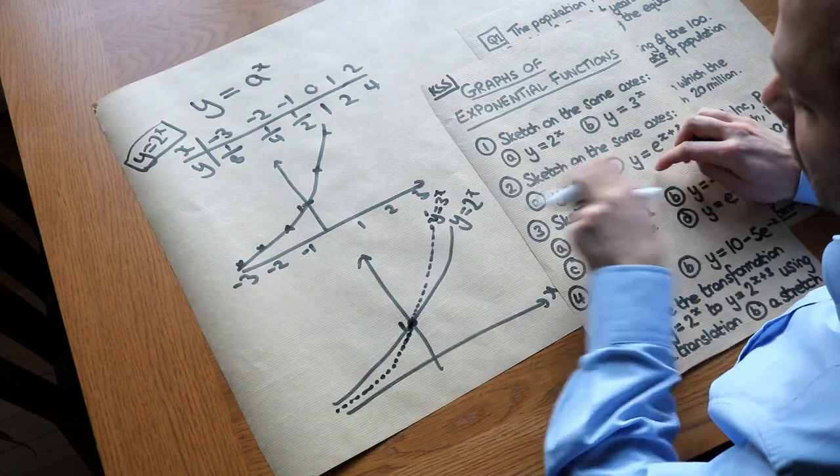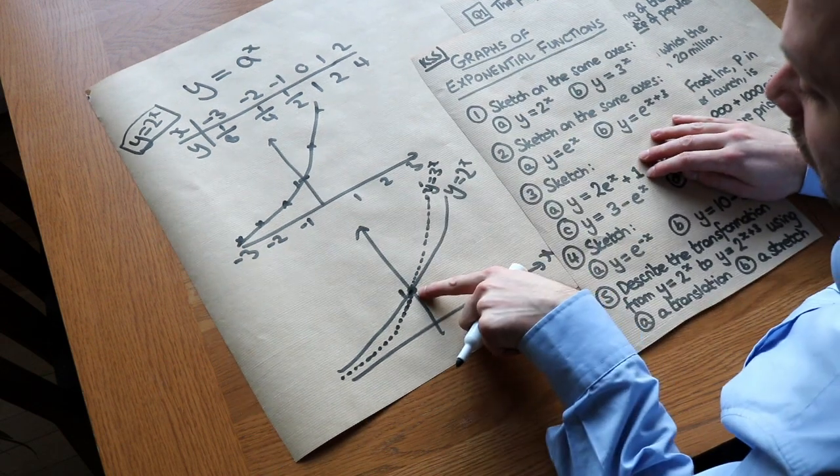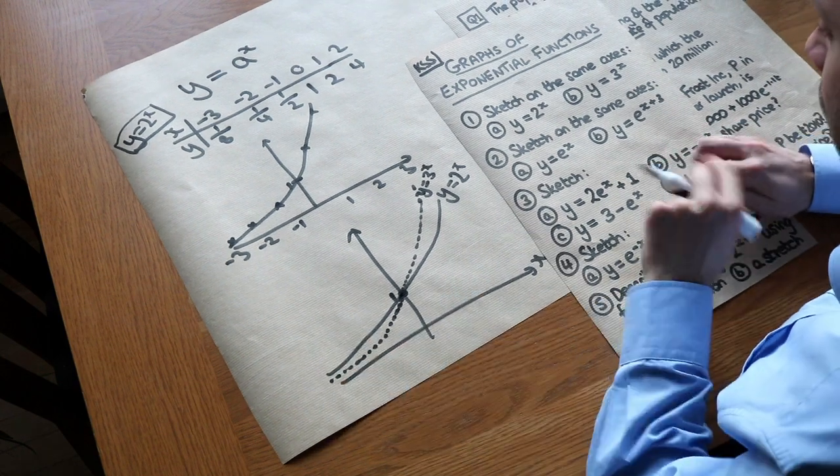So that is a sketch of y equals 3 to the x. So for positive values of x, it's greater. For 0, it's the same. And for negative values of x, it's actually going to be lower.